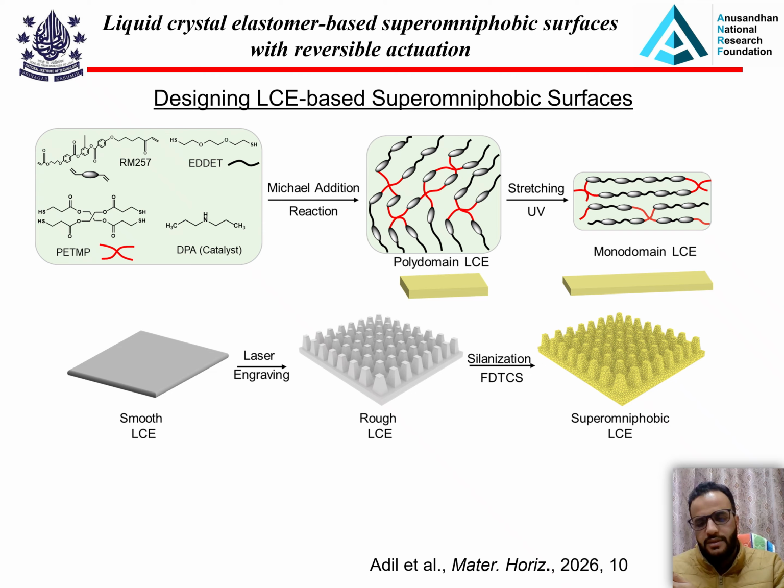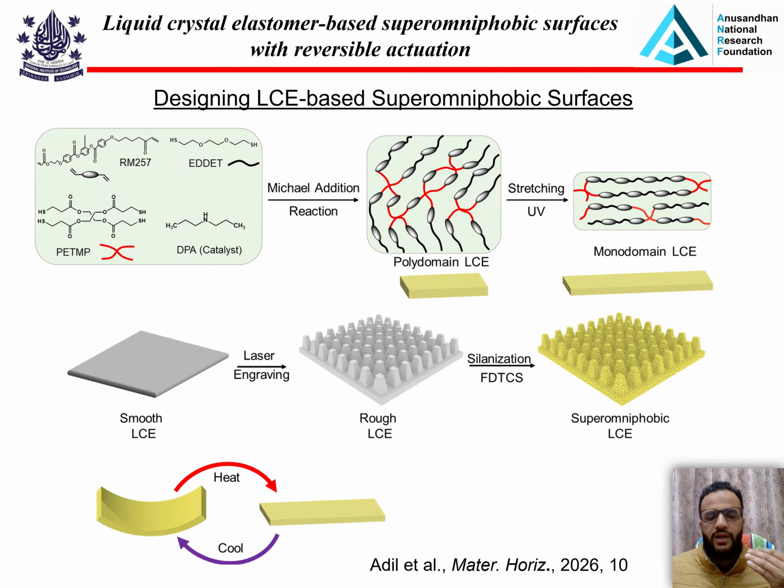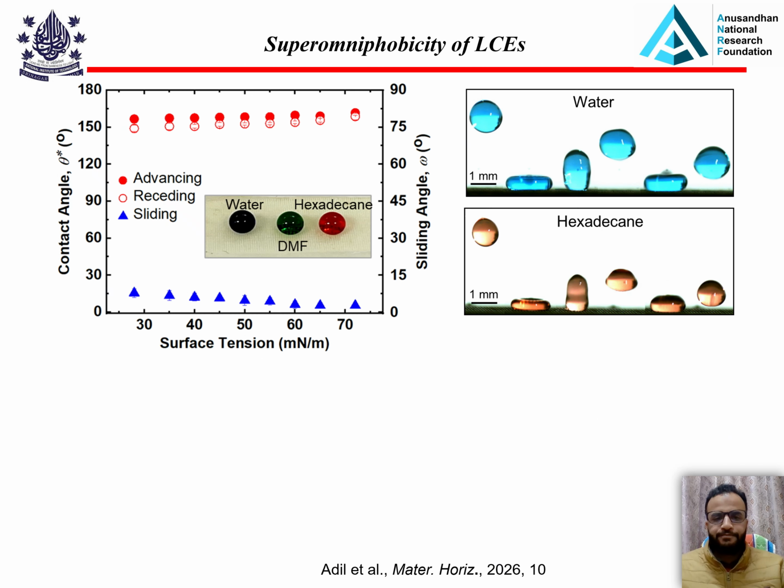As in the previous project, I mentioned that laser engraving was used to design the texture. Here in a similar method, we use a carbon dioxide laser to design the texture, and similarly we expose it using chemical vapor deposition of fluorinated alkyl silane to make it super omniphobic. The interesting thing about liquid crystals is that they can change their shape with respect to the temperature, which I will be demonstrating in the upcoming slides.